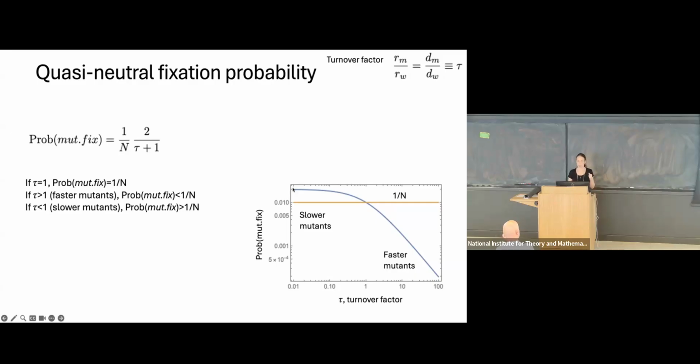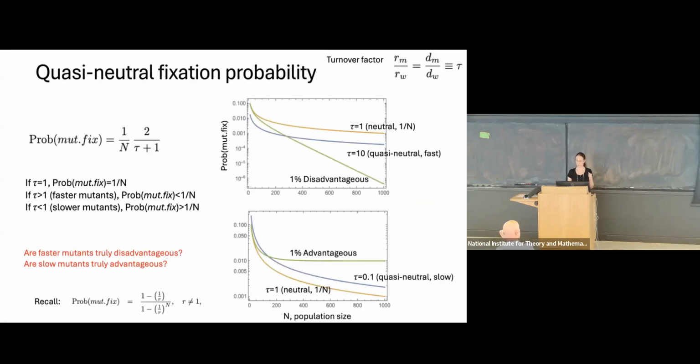But are they really advantageous or disadvantageous? Let's check. Let's plot the probability of quasi-neutral mutant fixation as a function of the population size. The orange line is 1 over n as a function of n on a log scale. So it looks like this. Neutral mutants do this. Quasi-neutral mutants that are accelerated take that and multiply it by a constant number, so the blue line looks like this. And this here, green, is truly disadvantageous.